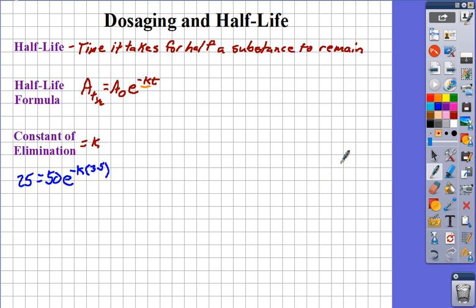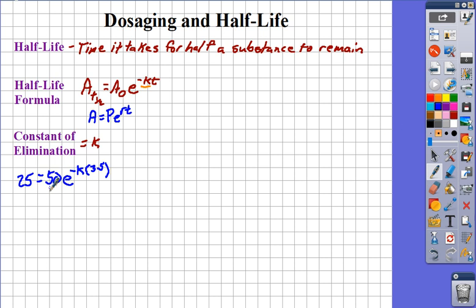Before we go too much further, I want you to notice, do you recognize this formula? Now that we've put some numbers in it, does this look similar to anything we've worked with before? How about our good old friend A equals P e to the r t? Continuous compounding. A equals principal times e to the rate times time. It's the same basic formula, and it's the continuous compounding formula because elimination of a medication from the body is happening continuously. So let's move on.